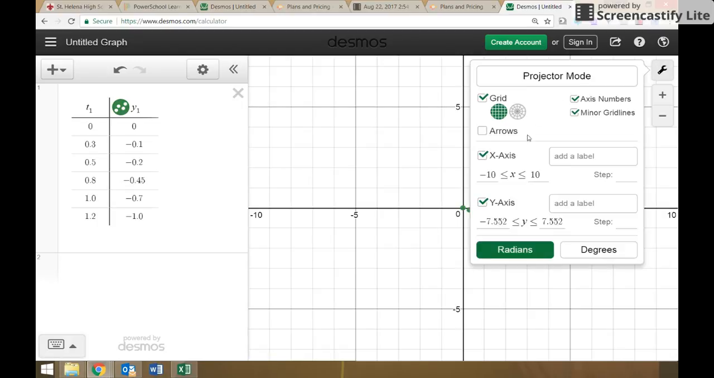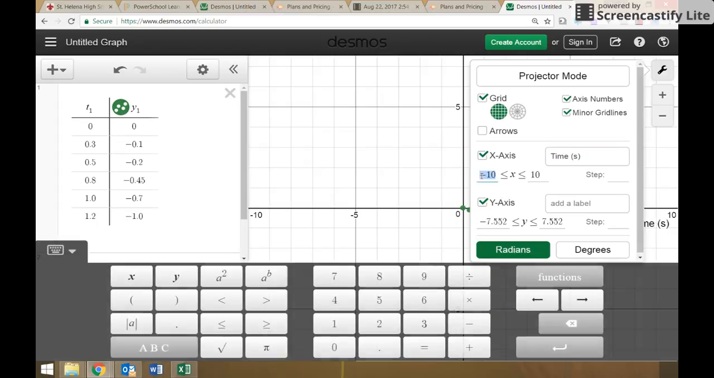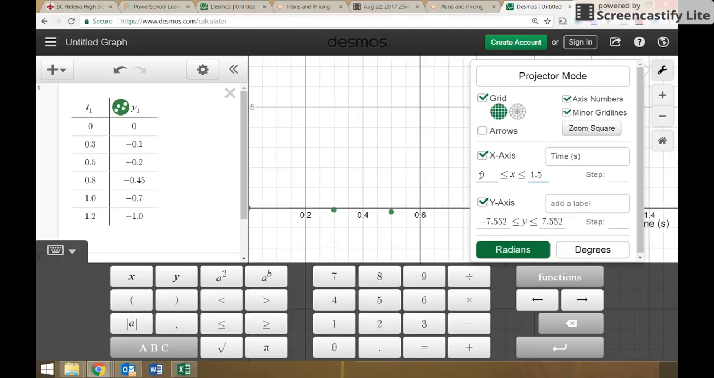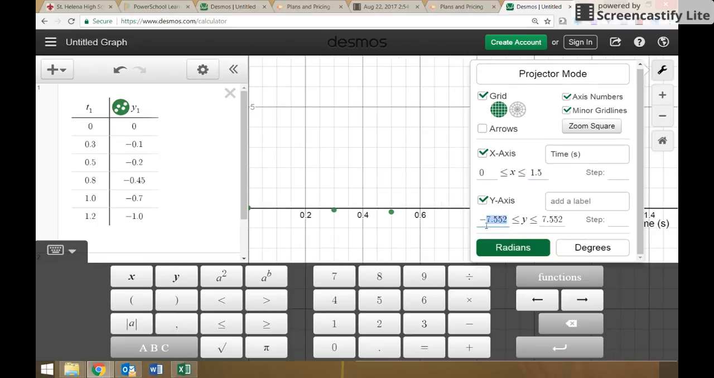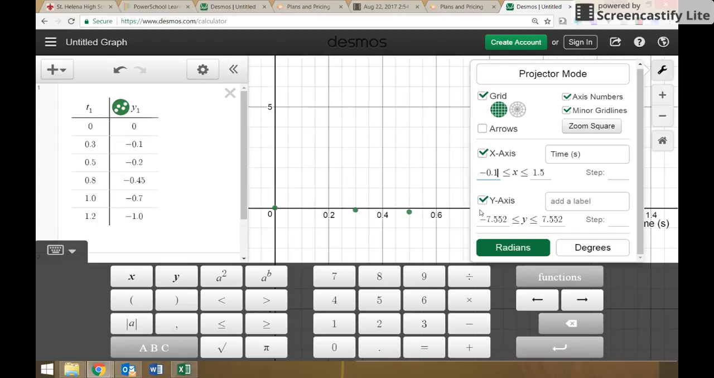Just the domain and range. So the x-axis is time measured in seconds. Our domain went from 0 to 1.2 seconds, so I'm going to go from 0 to 1.5. Or we can even make it a little bit negative, so we can say negative 0.1 to 1.5.